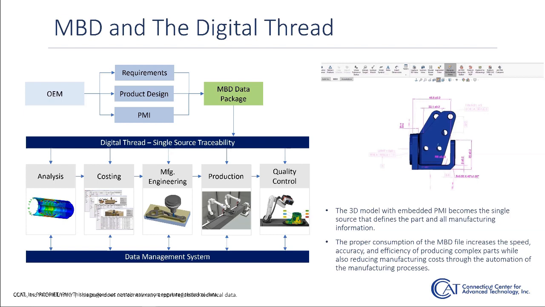Okay, that's going to be very important as we look at the different processes that are involved in producing a part. So if you look on the left, that diagram there, the OEM passes along several different pieces of data, requirements, product design, and the PMI on the product that they would like produced by the supply base. And those three things get packaged up into a model-based definition data package, and then that gets passed over to the supply base.